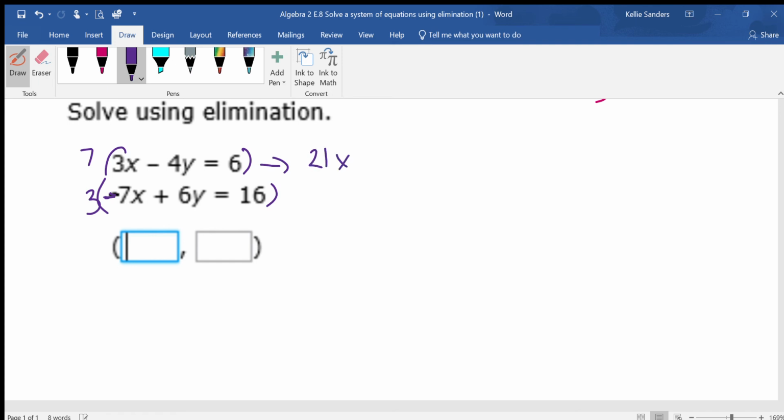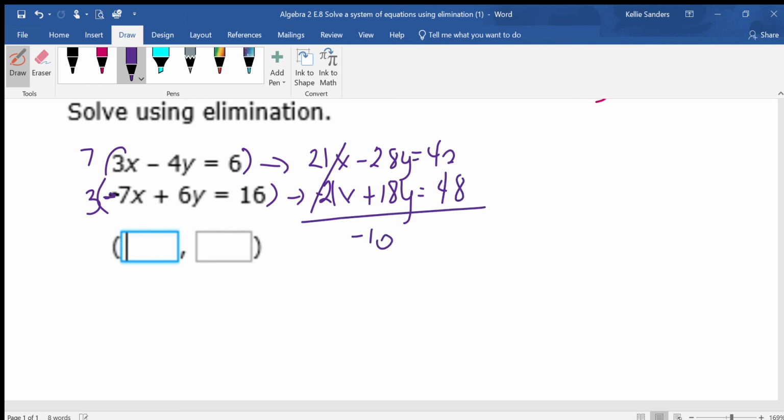So I'm going to do it quickly. I'm multiplying everything by 7. Multiplying everything by 3. If I knew what 3 times 7 was. 48. Negative 10. It'd be great if I could read my writing. Y is negative 10.